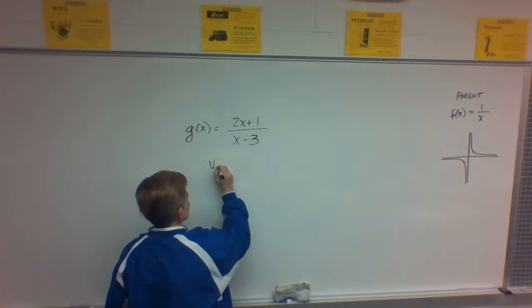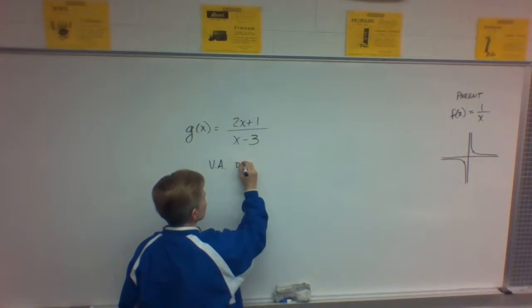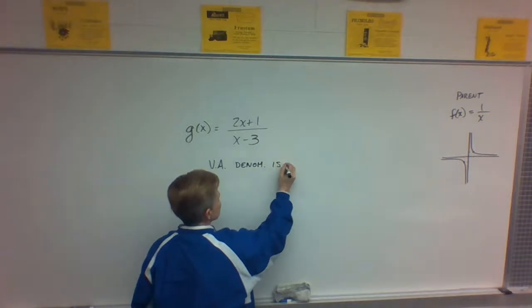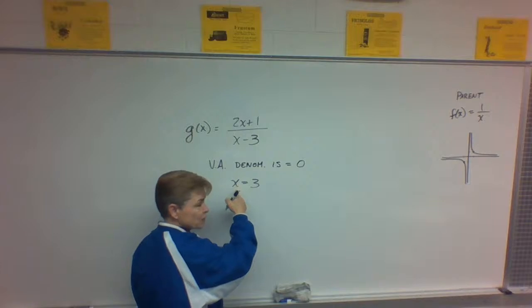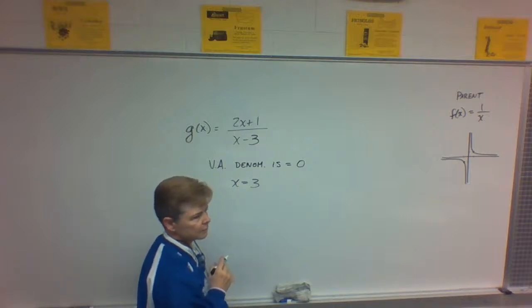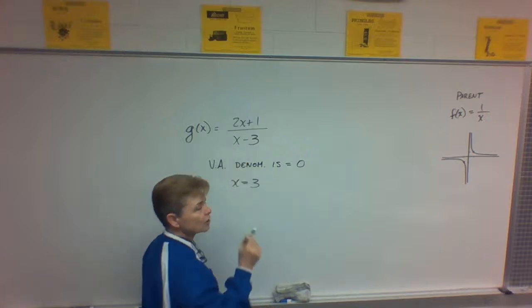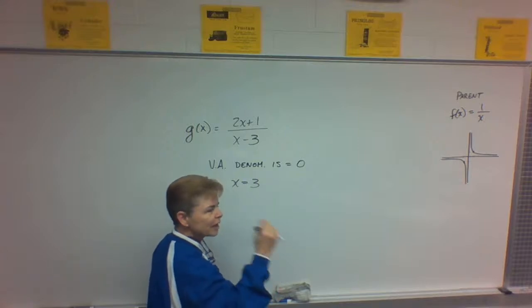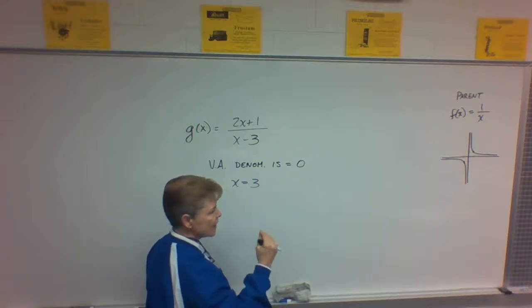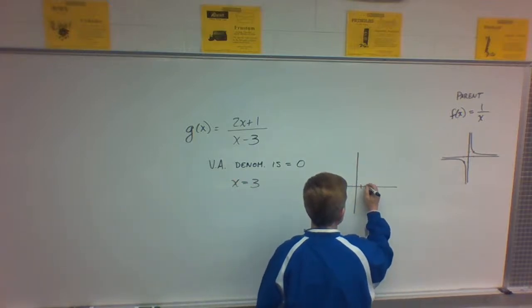The vertical asymptote, you can call it that. The vertical asymptote will be where the denominator is equal to 0. In other words, when x equals 3. That right there is going to be a vertical asymptote. Where the denominator is equal to 0, the x value that causes you to divide by 0, that x value will be a vertical asymptote. So I can tell you right now, just by looking at the denominator, that the vertical asymptote is going to be right here.